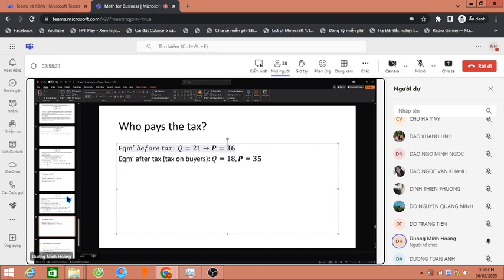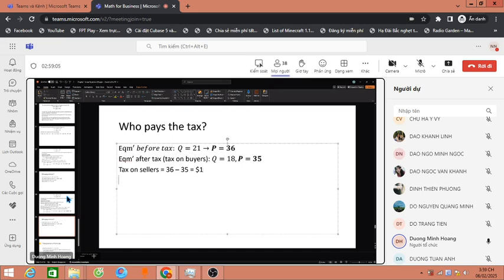Before tax, they can sell the good for $36. Now after tax, they can only sell the goods for $35. So they have received $1 less. So that essentially is the tax on sellers. Before tax, they can sell it for 36. Now they can only sell it for 35. So that means 36 minus 35 is the tax placed on sellers.